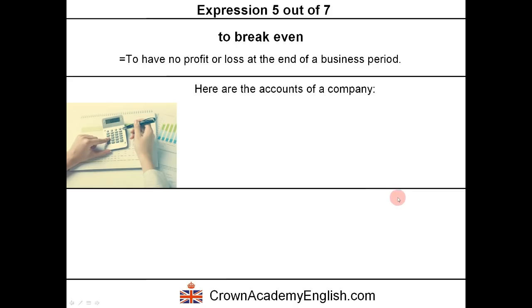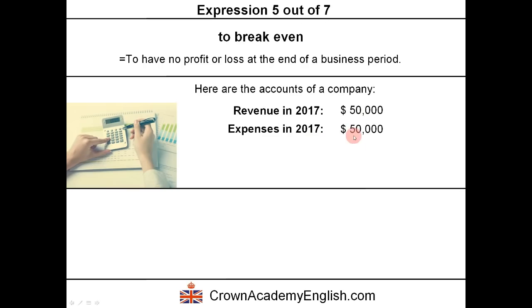So here are the accounts of a company. The revenue in 2017 was $50,000. So money coming in was $50,000. But their expenses in 2017 were also $50,000. So money going out is $50,000. Money coming in is $50,000. Therefore, the profit in 2017 is zero. So they did not make any profit and they did not make any losses.